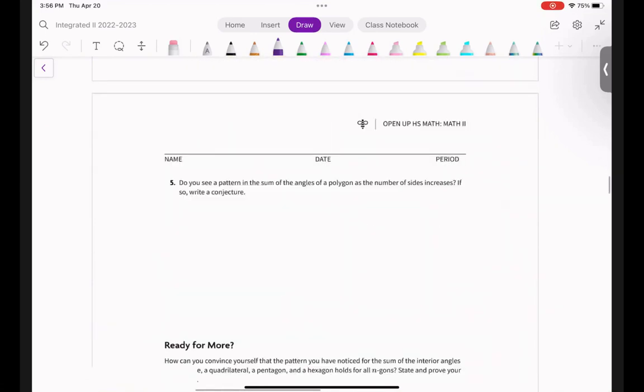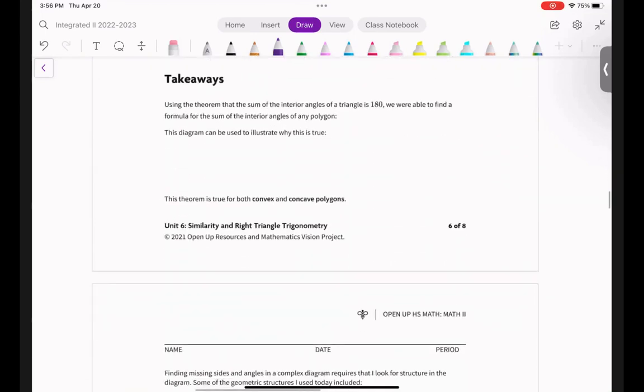Okay. Let's go over our takeaways to make sure that we're all ready for those. Okay. And oops, where did my takeaways go? All right, here goes our takeaways. It says using the theorem that the sum of the interior angles of a triangle is 180, we were able to find the formula. And they give you a formula. And this is why it's true, right?